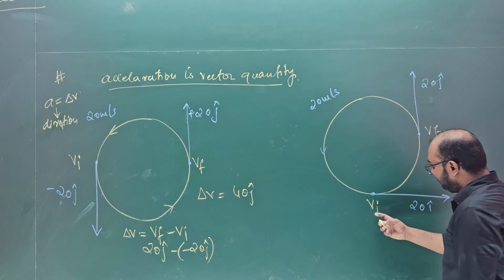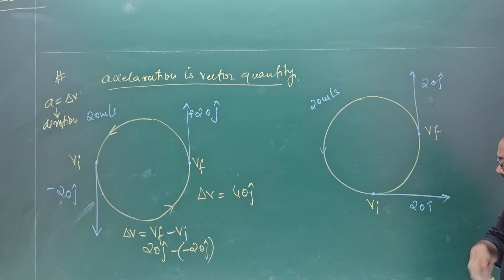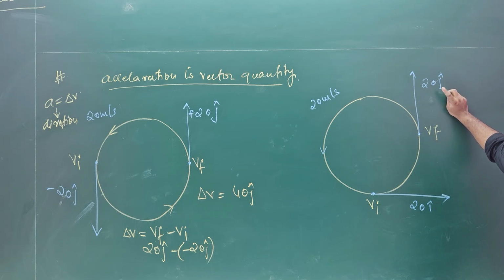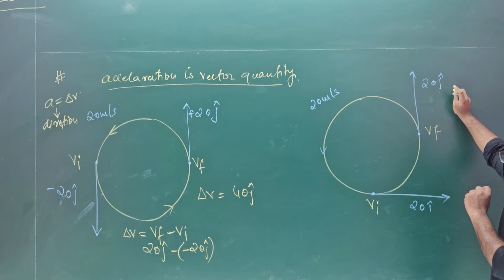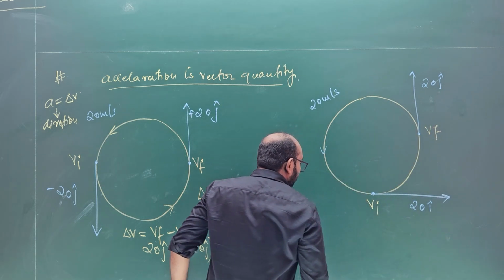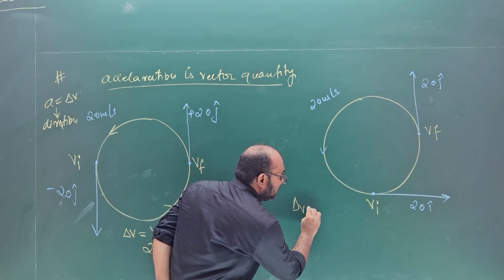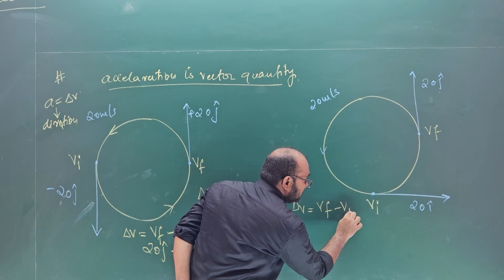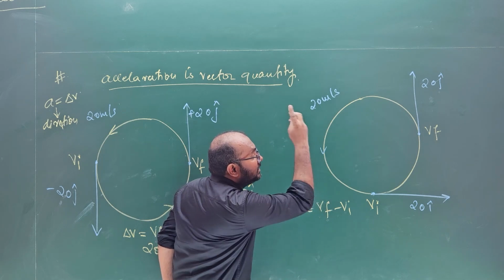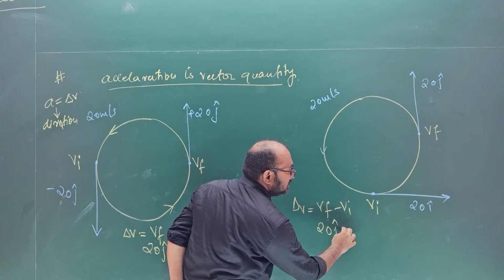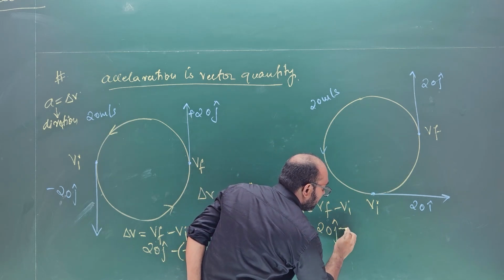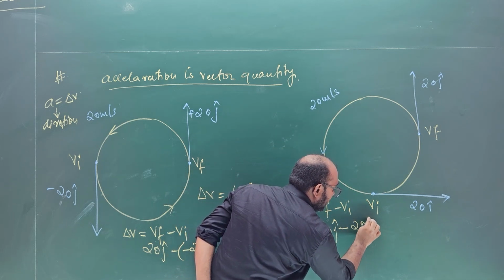Now, similarly in this direction, 20 i cap, this is positive. This is also positive, yes or no? In this case also we will see where the direction is. First tell me the initial velocity and final velocity. So delta V is nothing but final velocity minus initial velocity. Final velocity is upward, that is 20 j cap. Next, this one in this direction, minus 20 i cap.